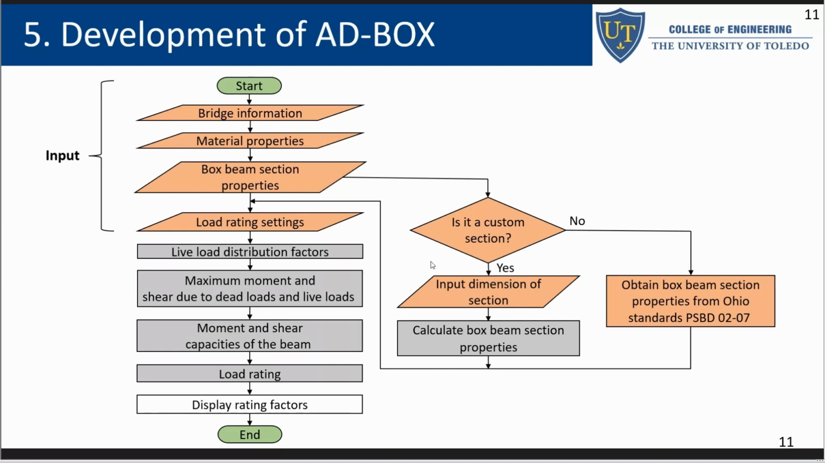After inputting these parameters, ADBox calculations include live load distribution factors, maximum moment and shear due to dead loads and live loads, moment and shear capacities of the beam, and finally the calculation of load rating factors. For the custom sections, it can also calculate the section properties automatically. After these calculations, ADBox displays the final load rating factor results as rating factor values, which are grouped based on the load cases.